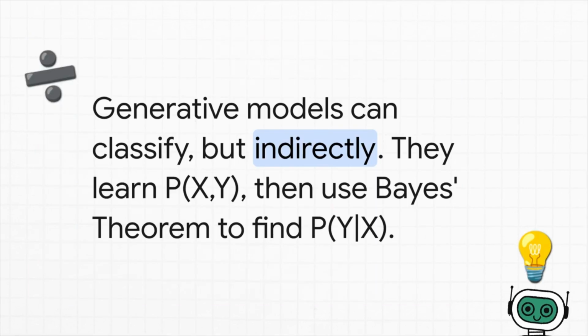Now here's the kicker. A generative model can still classify things, but it does it indirectly. It first learns that whole big picture, the joint probability. And then it uses a bit of math called Bayes' theorem to figure out the answer to the simple classification question. It kind of takes the scenic route, but it learns a lot more about the world on the way.